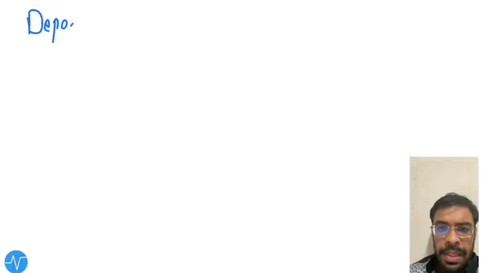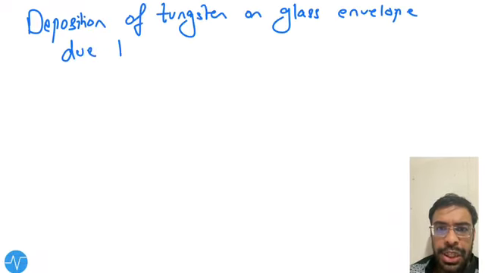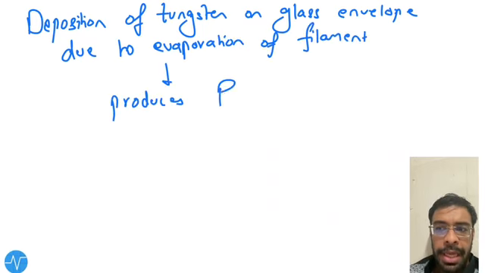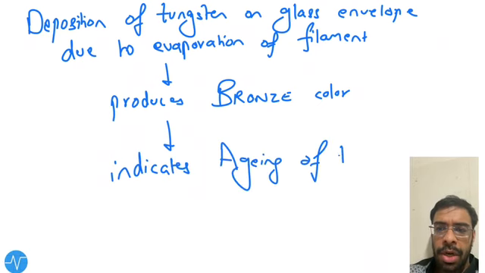And since the filament is getting heated, there will be vaporization of the filament and therefore deposition of tungsten on the glass envelope. This will produce a bronze color, which will indicate aging of the tube.